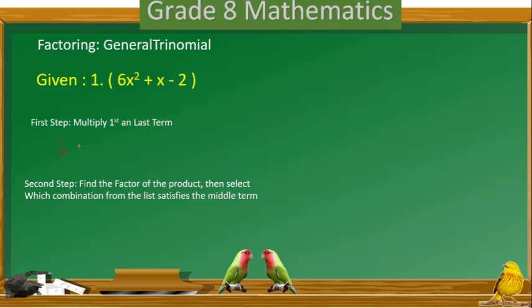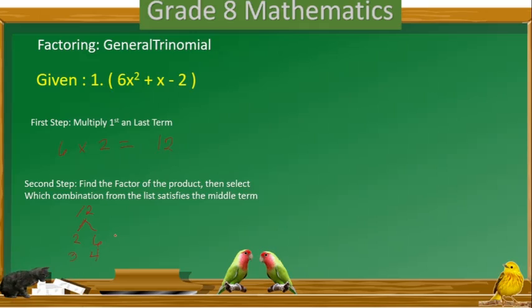6 times 2 equals 12. Second step, find the factor product. Then select the factors of 12. How many are there? Let's say 2 and 6. 2 and 6. Then 3 and 4.